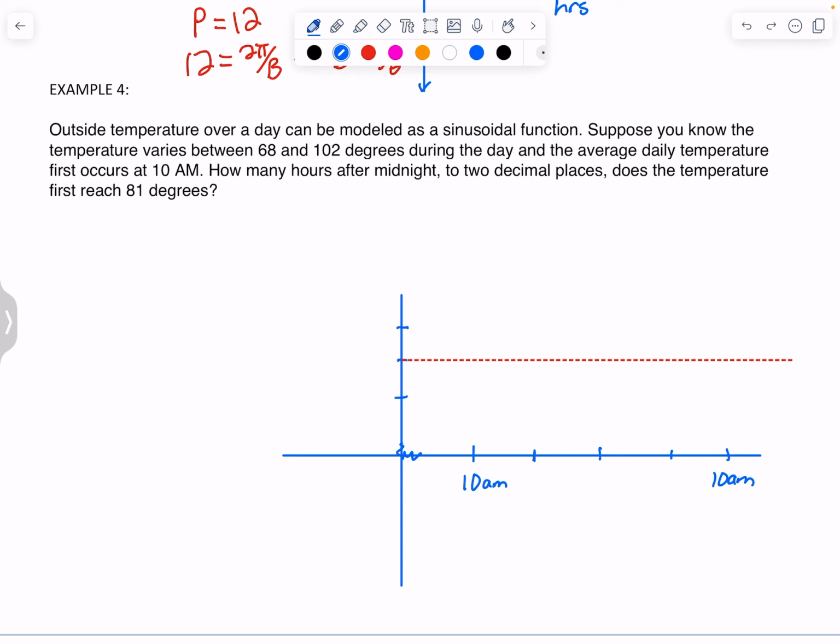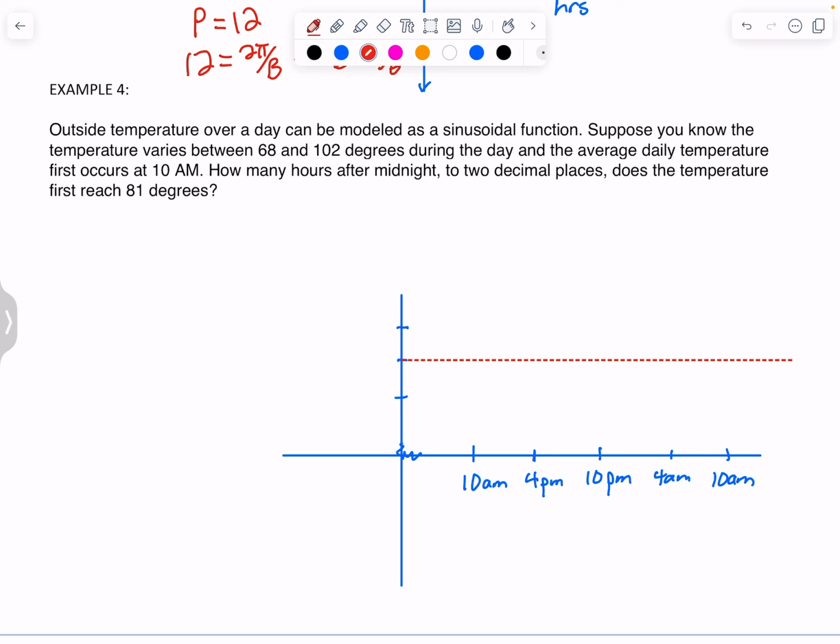So I know 10 a.m. to 10 a.m. The halfway point, and I had to think about this earlier when looking at this problem, was 10 p.m. Halfway through that would be 6 hours. So 6 hours from 10 a.m. is 4 p.m. 6 hours from 10 p.m. is 4 a.m. And then they tell us that it varies between 68 and 102, but the average daily temperature first occurs at 10 a.m.